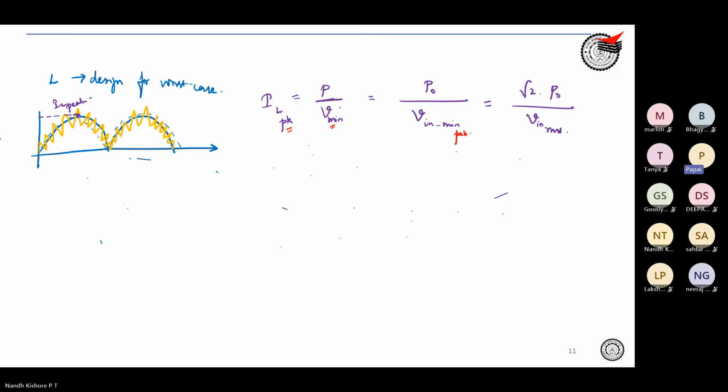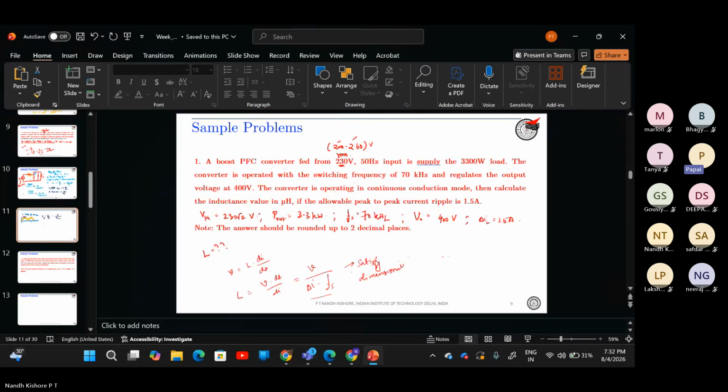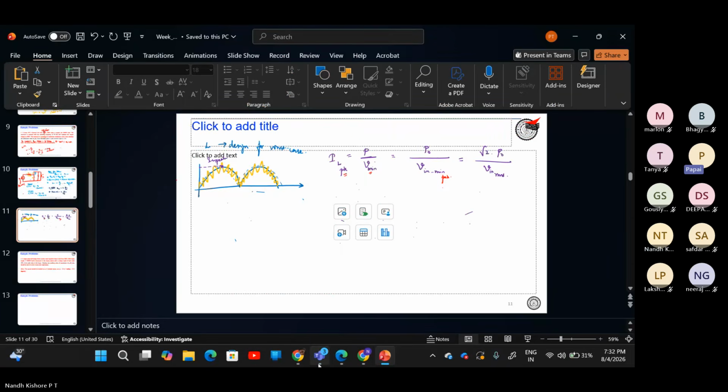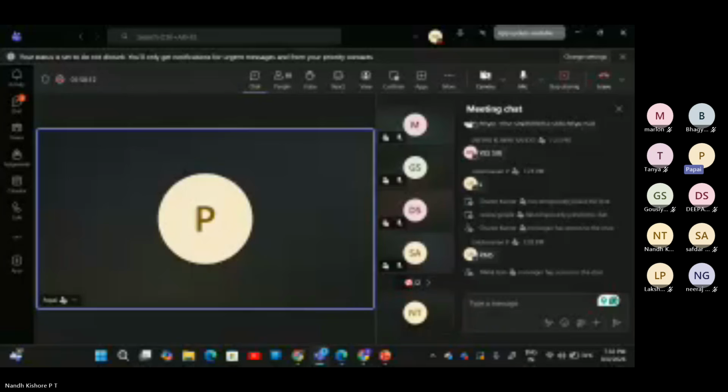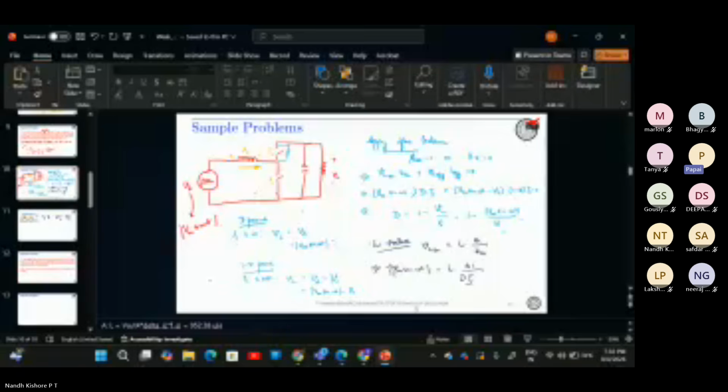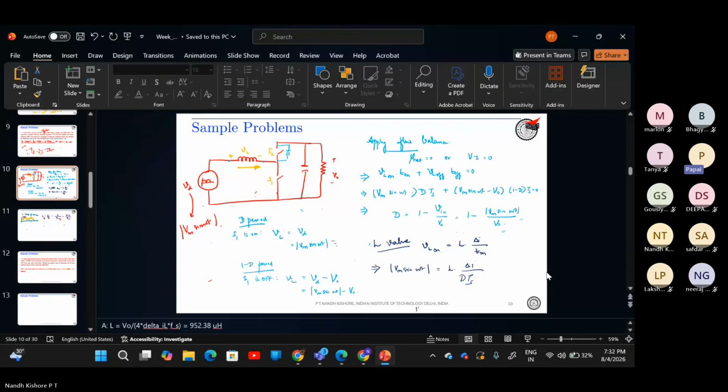Hello, sir. I have one doubt. During the DTS period, you wrote the equation Vs is equal to L di by dt, right? Correct. So di value is already given, 1.5 ampere. Then what is the point of finding out the value of IL peak?